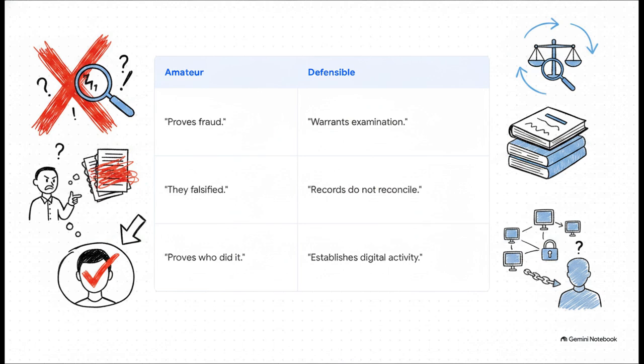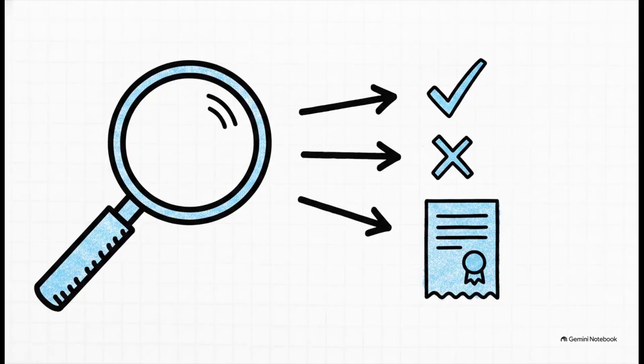Second, instead of throwing around the accusatory phrase, "They falsified the records," state calmly, "The records reviewed do not currently reconcile." And finally, instead of claiming, "This account proves who performed it," calibrate that to, "The account identifier establishes digital activity, but does not independently identify the human operator." In fact, you should give your professional reporting this exact structured framework. It perfectly separates facts from unproven inferences, and it outlines proportionate recommendations.